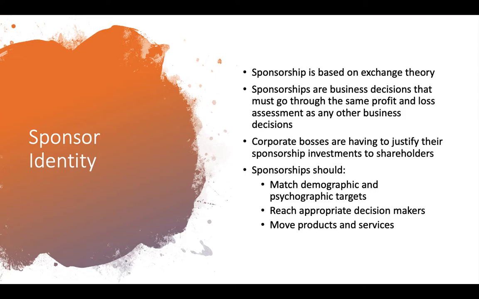So, when we're talking about sponsor identity, we already know that sponsorship is based on exchange theory. Sponsorships are business decisions, and because of that, they need to go through the same kind of thought process as any other business decision. So, profits and loss needs to be taken into account. As we talked about earlier in the semester, corporate bosses have to justify why they are becoming a sponsor for something. They have to justify it to their shareholders. They can no longer just say, I want to sponsor golf because I like golf. It has to match up with their shareholders' likes.